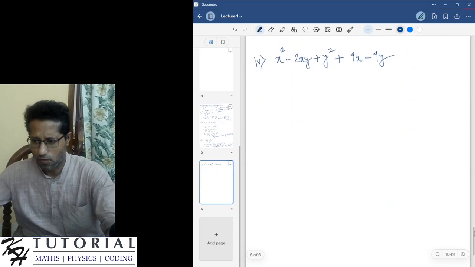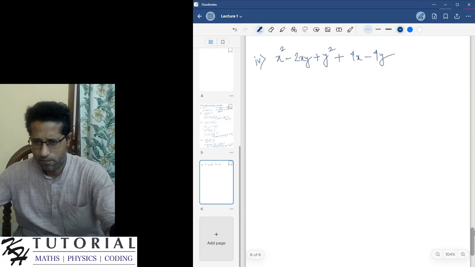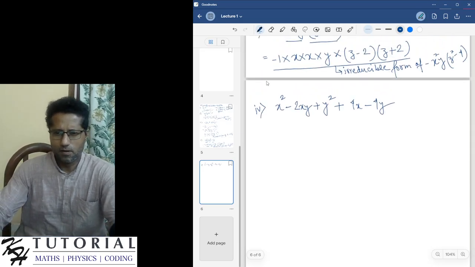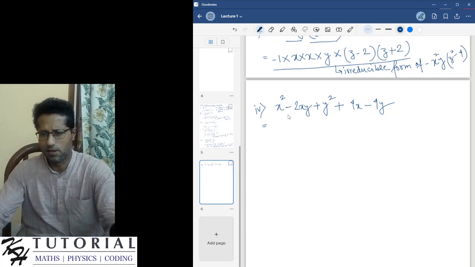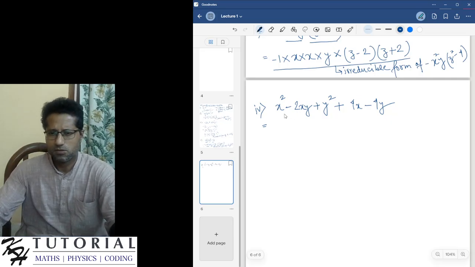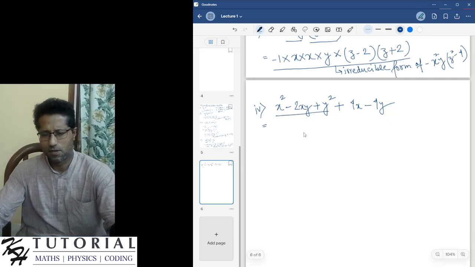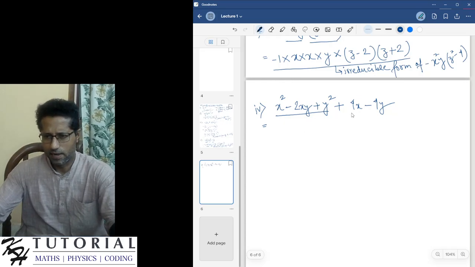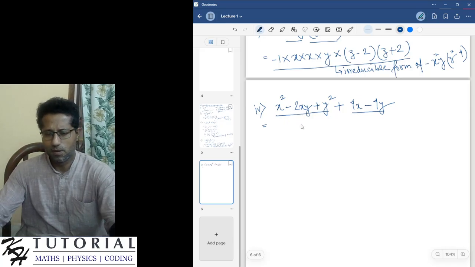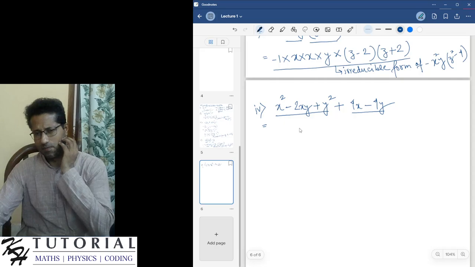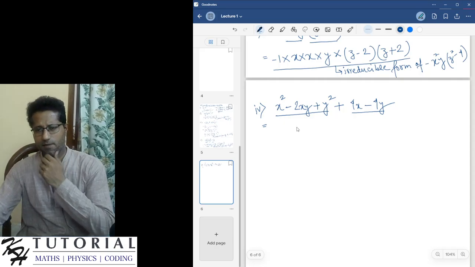How do we do it? First of all, we will try to factorize it as we do normal factorization. Clearly we can see that this has an x minus y whole square, and you can create groups. From the first three terms you can create a group, and from the last two terms you can create a group. From the first group, we know that it is of the form a square plus b square minus twice ab, which is equal to, as per the identity, a minus b whole square.